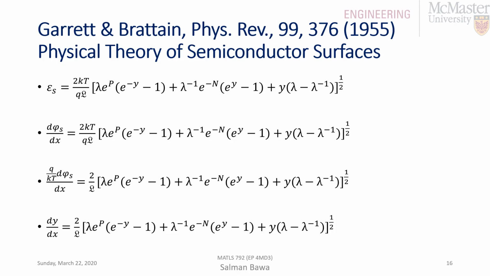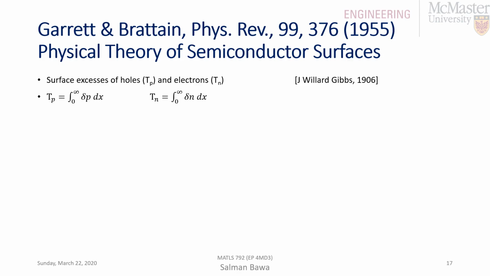But according to the encrypted symbols of 1955, Q over KT d phi sub s is dy, giving us the final expression on this slide. In 1955, Garrett and Brattain were inspired by the works of J. Willard Gibbs, who in 1906 explained surface excesses of electrons and holes.